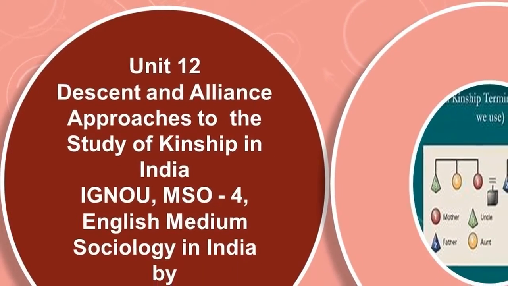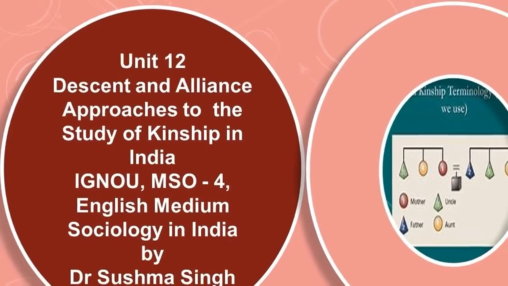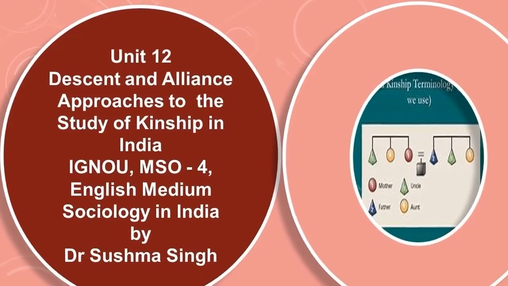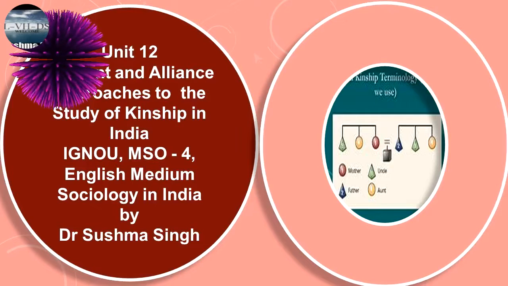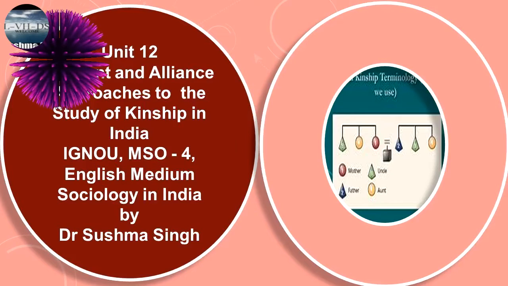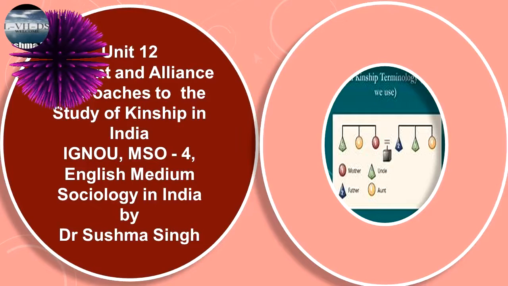Today in Unit 12, Descent and Alliance Approaches to the Study of Kinship in India, we are continuing our topic, Application of Descent Theory to the Study of Kinship System in North India, and the subtopic is Marriage Rules. Every time a marriage takes place, new kinship bonds come into being. This shows us clearly the relevance of marriage rules for discussing the patterns of kinship organization.